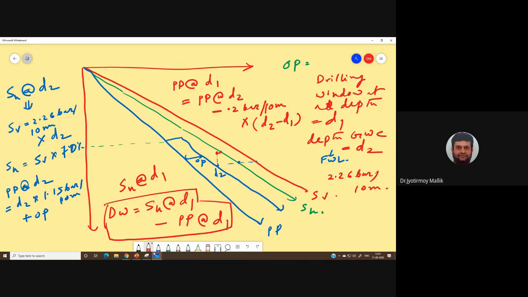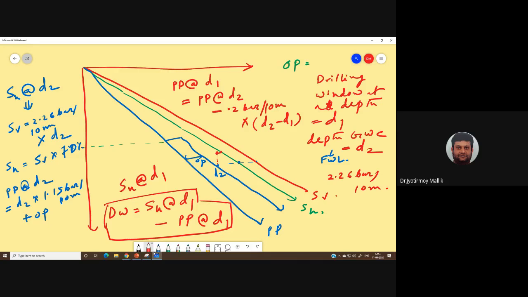Now, the larger the drilling window, the easier it is to drill that particular well in that section. So the philosophy is simple. You have to calculate a small h at the depth where you want to calculate the drilling window. Then you have to calculate the pore pressure. The pore pressure will have three components. One is the hydrostatic gradient. Then I have to add the pore pressure.